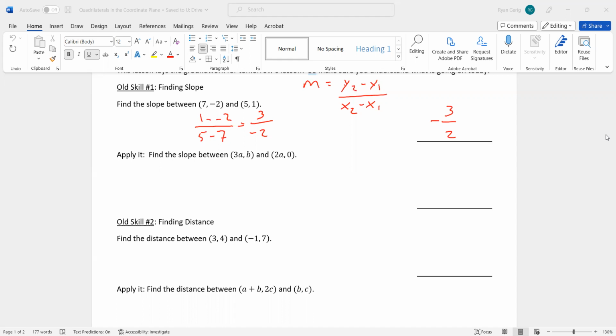Instead of having points with numbers, these points are going to have variables. All right, so find the slope between 3a comma b and 2a comma 0. Same thing though. Y2 is 0 minus b over x2 is 2a minus x1 is 3a. So 0 minus b is -b. 2a minus 3a is -a. There are 2 negatives, so negative divided by negative is positive, so the slope here is actually b over a. Okay, so that's slope. An old skill, we're applying it to variables only.